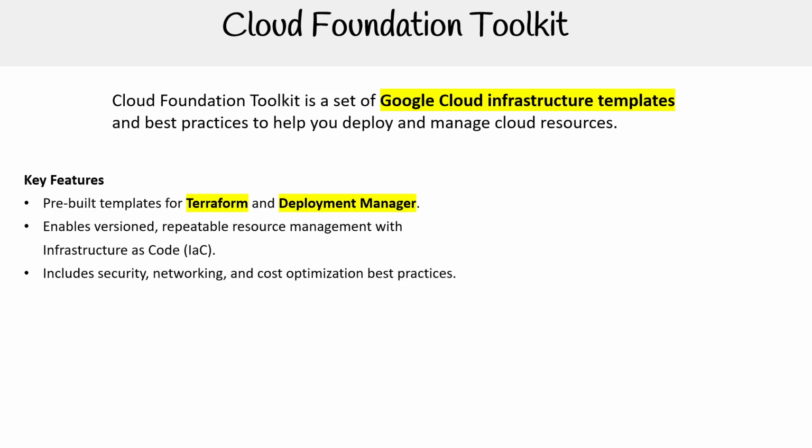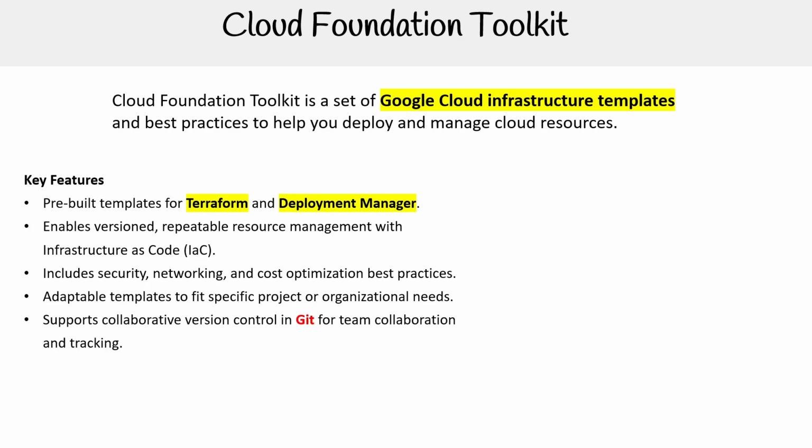enables version repeatable resource management with IaC, includes security, networking, and cost optimization best practices, adaptable templates to fit specific project or organizational needs, support collaborative version control and Git for team collaboration and tracking.